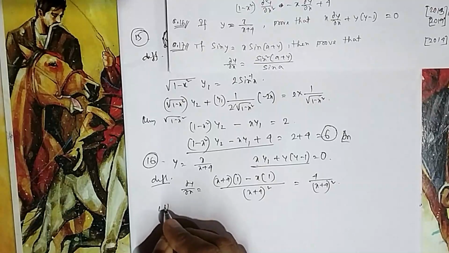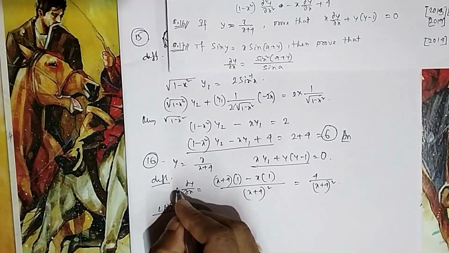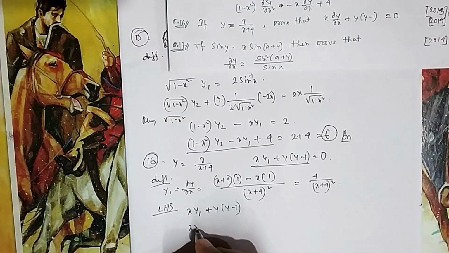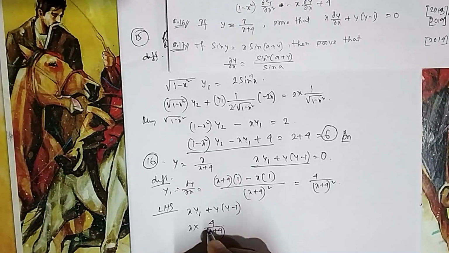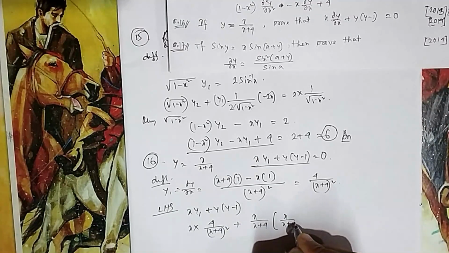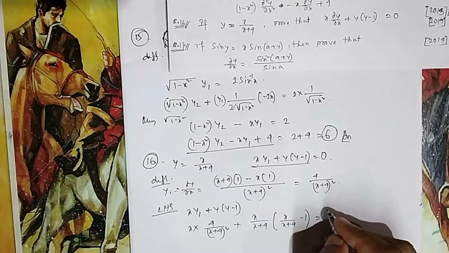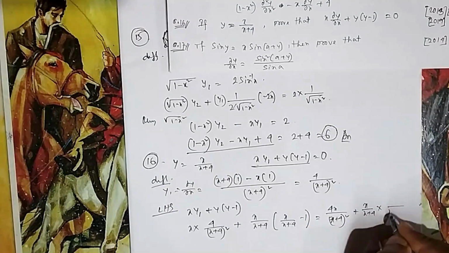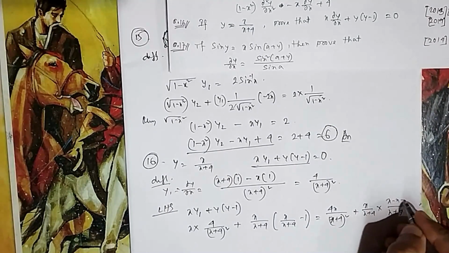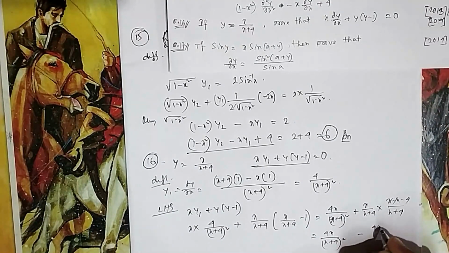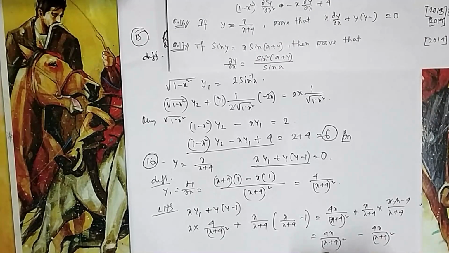So if you put in LHS, what is your LHS? x y1 plus y into y minus 1. So this is x into what is y1, 4 by x plus 4 whole square, plus what is y, y is x by x plus 4, what is y minus 1, x by x plus 4 minus 1. So if you do this one, it will be 4x by x plus 4 whole square plus x by x plus 4 into, here it is x plus 4, and then x minus 4. It will be 4x by x plus 4 whole square minus 4x by x plus 4 whole square. So it is 0. That means your RHS, which proves this one.